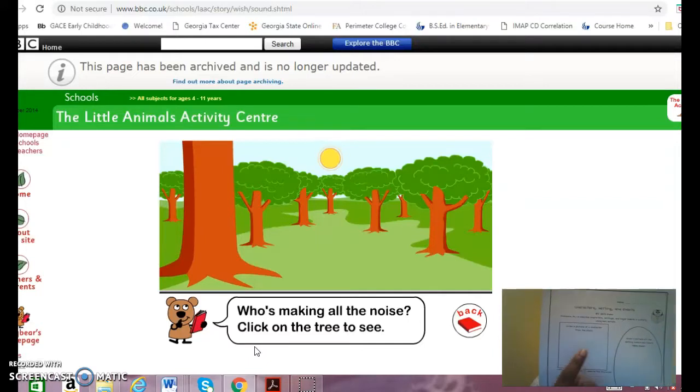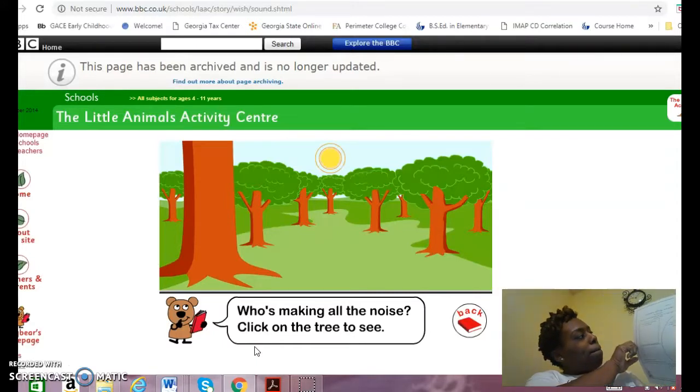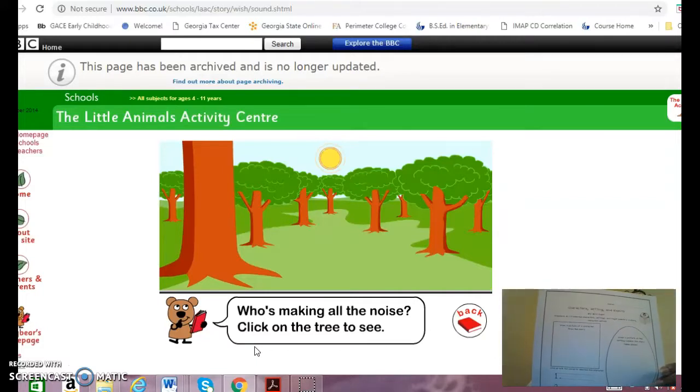So as you see here, it says draw a picture. I'm sorry, I'm trying to read it backwards. Draw a picture of a character from the story. So if our character was a turtle, you guys would draw a picture of the turtle. So this is where you're describing what you see in the story.